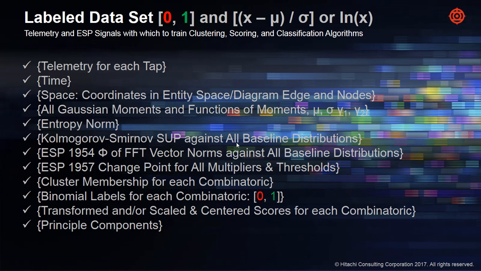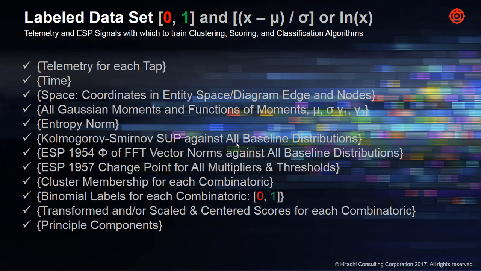The entropy norm, of course, is our workhorse. The KS soup we used over a whole host of baseline distributions, and all of Page's phi statistics on those crazy FFT vector norm things that we created. And then all of the change points, all of the ESP change points for various multipliers and thresholds. So we've got a whole causal factor matrix of all kinds of games with multipliers and thresholds to try to see what lifts off the baseline is most statistically significant with the highest quality of precision and recall and sensitivity and specificity and all that stuff.